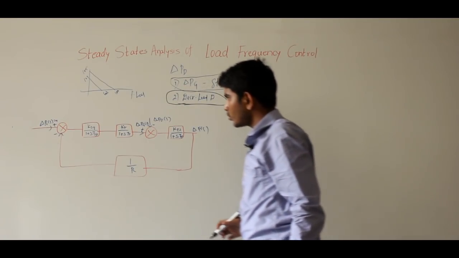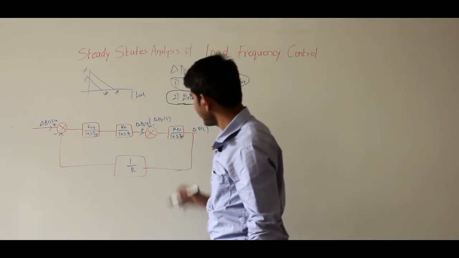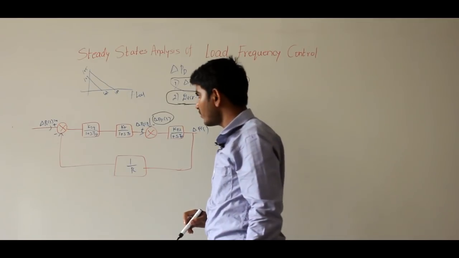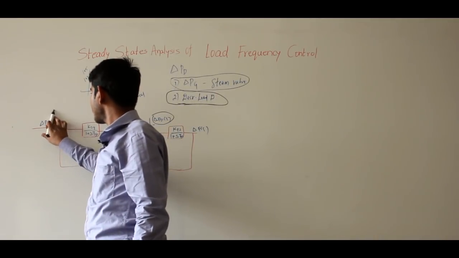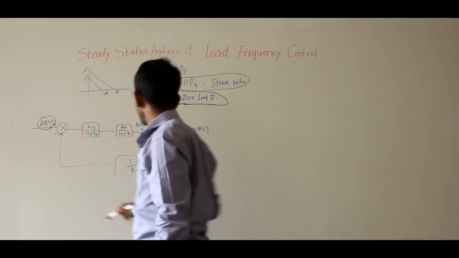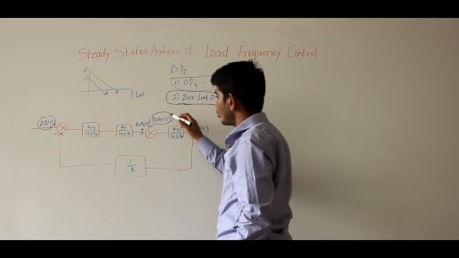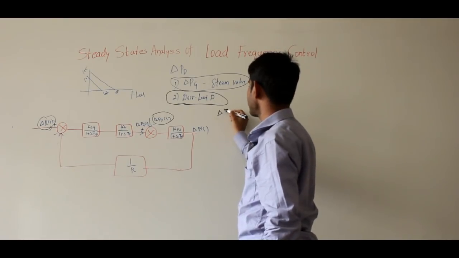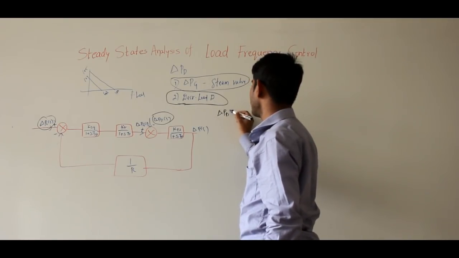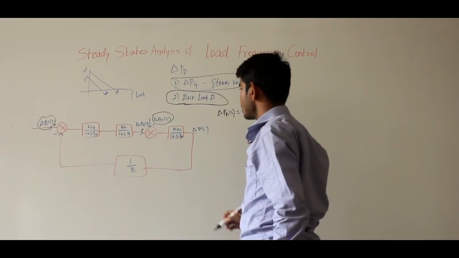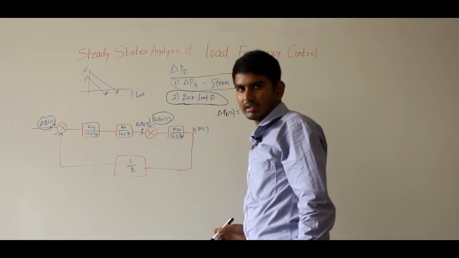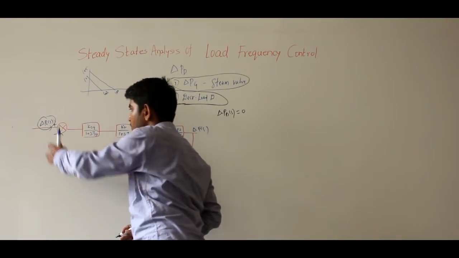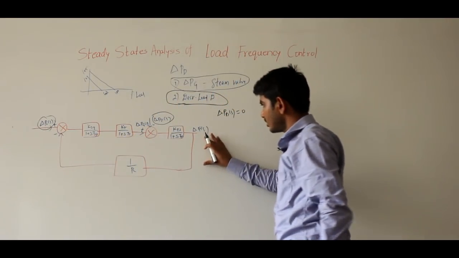Now earlier we have considered the effect of sudden change in the load demand. Now we shall consider the effect of sudden change in speed changer setting, that is delta PC, by fixing the load demand constant. So now the second case we are considering is delta PD of S equal to 0. That means the change in load demand is 0, and we are considering the effect of speed changer setting on the frequency.